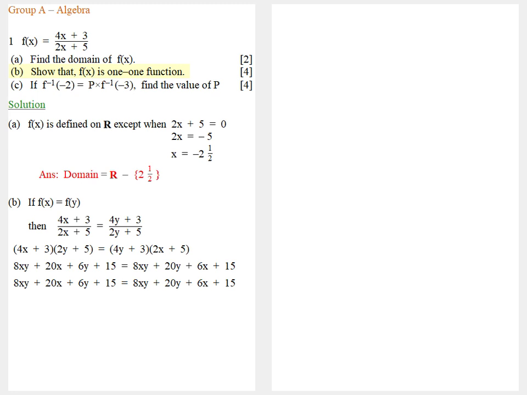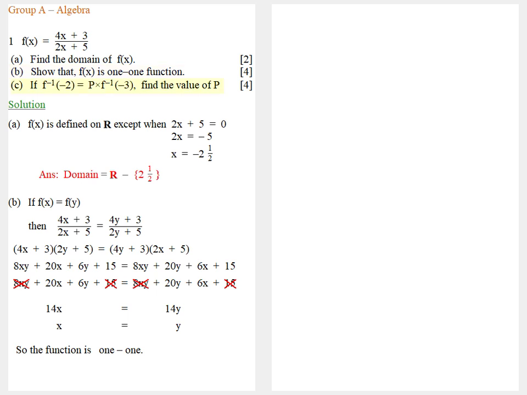The 8xy appears on both sides, so that can cancel. 15 appears on both sides, so that can also cancel. Now we can subtract 6x from both sides, and we could subtract 6y from both sides. That leaves us with 14x equals 14y. In other words, x equals y. So the function is one-to-one.